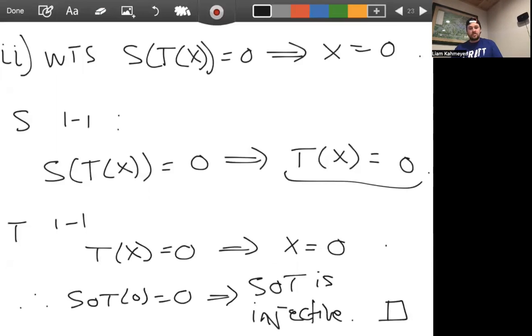Okay, so this is all I wanted to talk about for injective and surjective functions. And in the next video, probably next Monday, we'll start to look at the case when a map is both injective and surjective, and we call those isomorphisms.